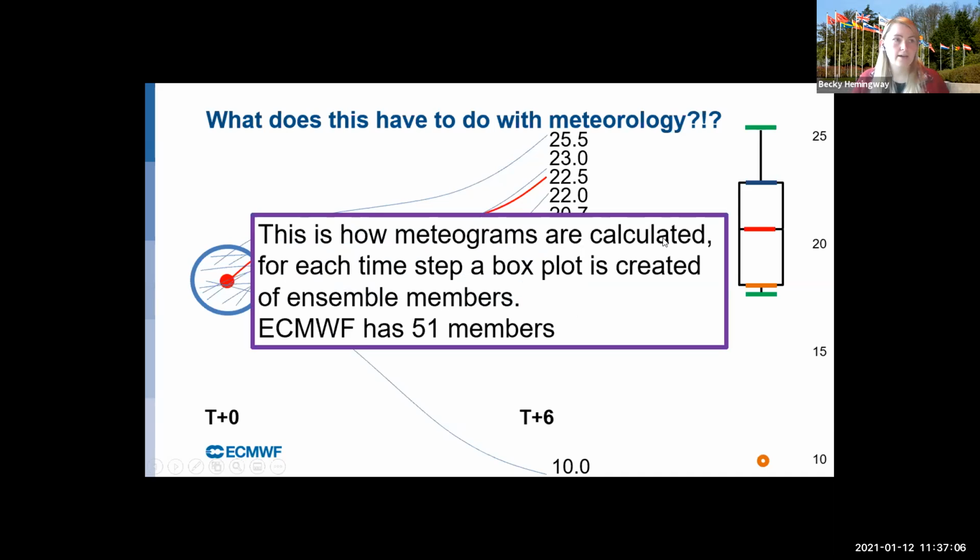So this is how we calculate meteograms. They're just a series of box plots. So for each time step, we create a new box plot, basically. As I mentioned before, ECMWF has 51 members.